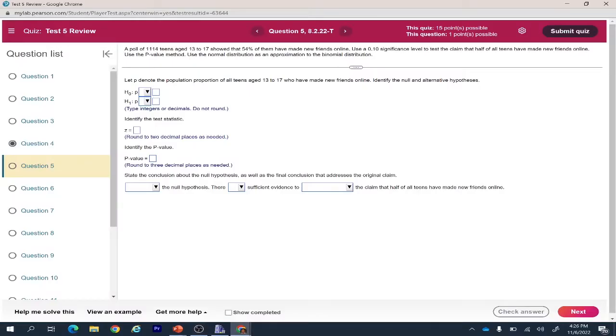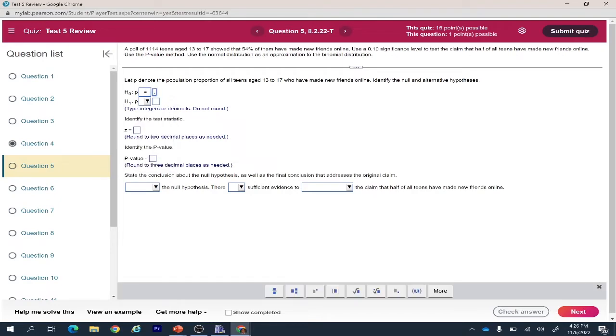This is problem 5. A poll of 1114 teens aged 13 to 17 showed that 54% of them have made new friends online. Use a 0.1 significance level to test the claim that half of all teens have made new friends online. So the null hypothesis is half of all teens, which is 0.5, and the alternative is that this is not equal to half.